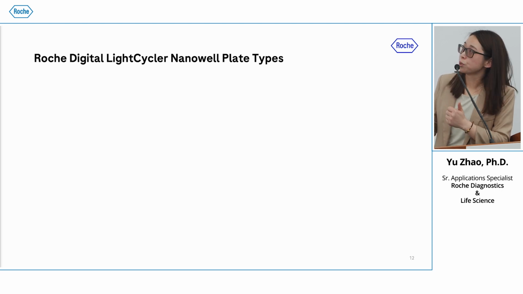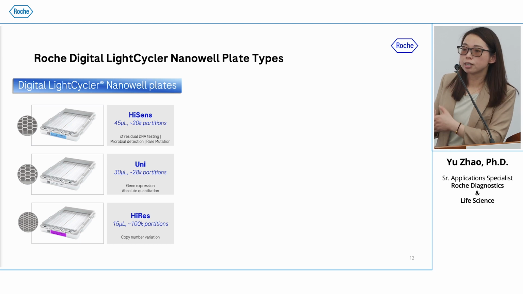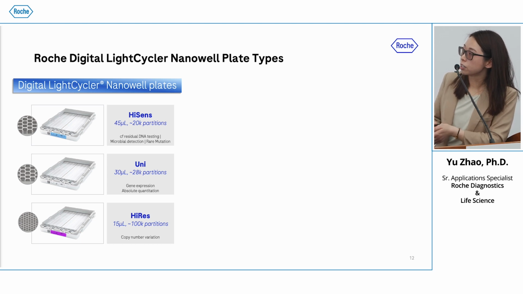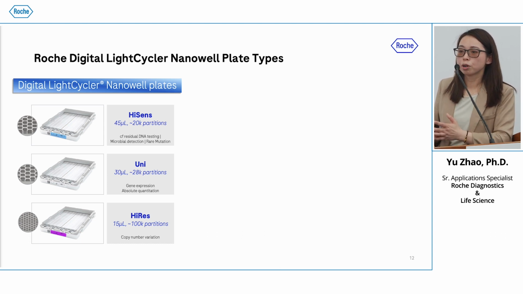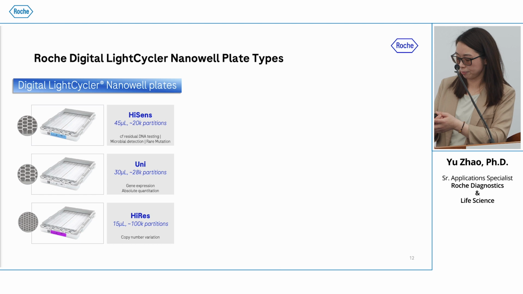Now let's explore the 3 types of nanowell plates. On the top is a high sensitivity plate, which offers 20,000 partitions with a filling volume of 45 microliters. In the middle is a universal plate, which offers 28,000 partitions with a filling volume of 30 microliters. At the bottom is a high-resolution plate, which is equipped with 100,000 partitions with a filling volume of 15 microliters. Those 3 types of nanowell plates open up a realm of possibilities for various applications.